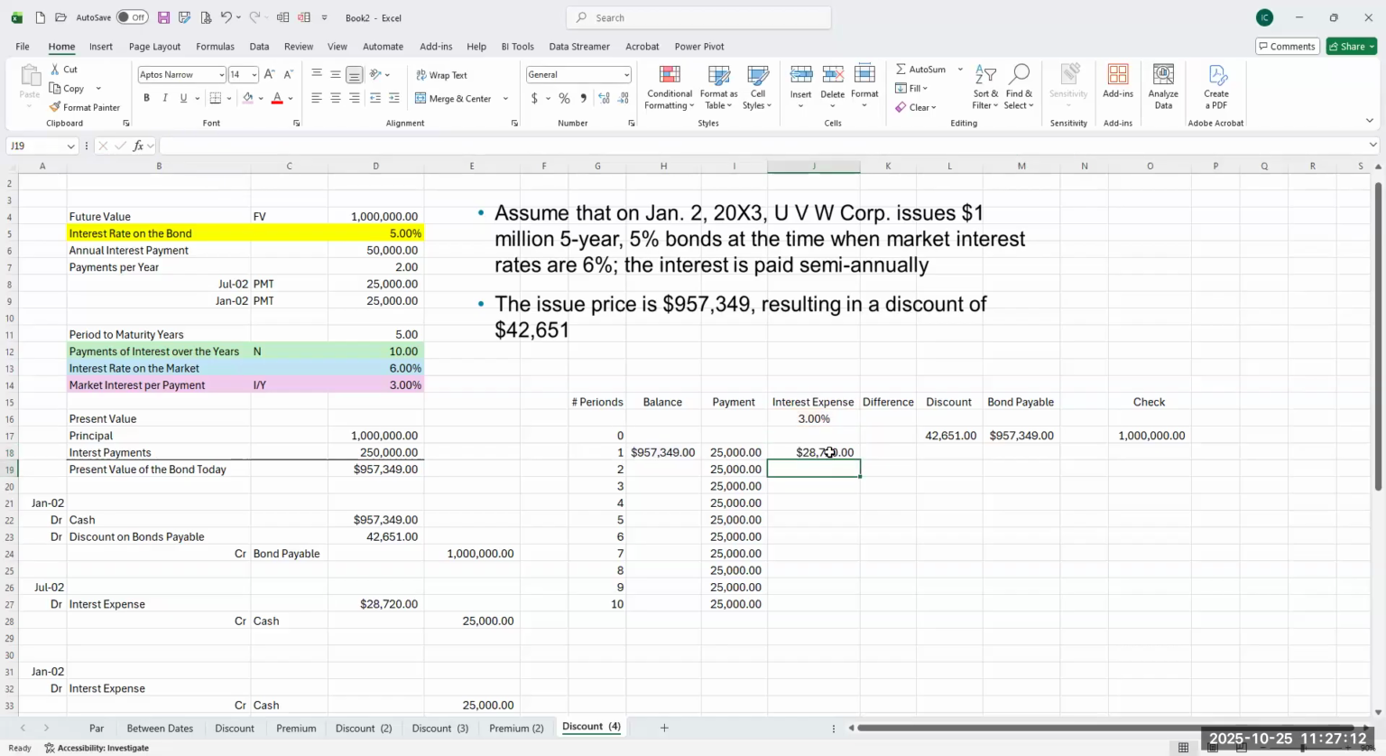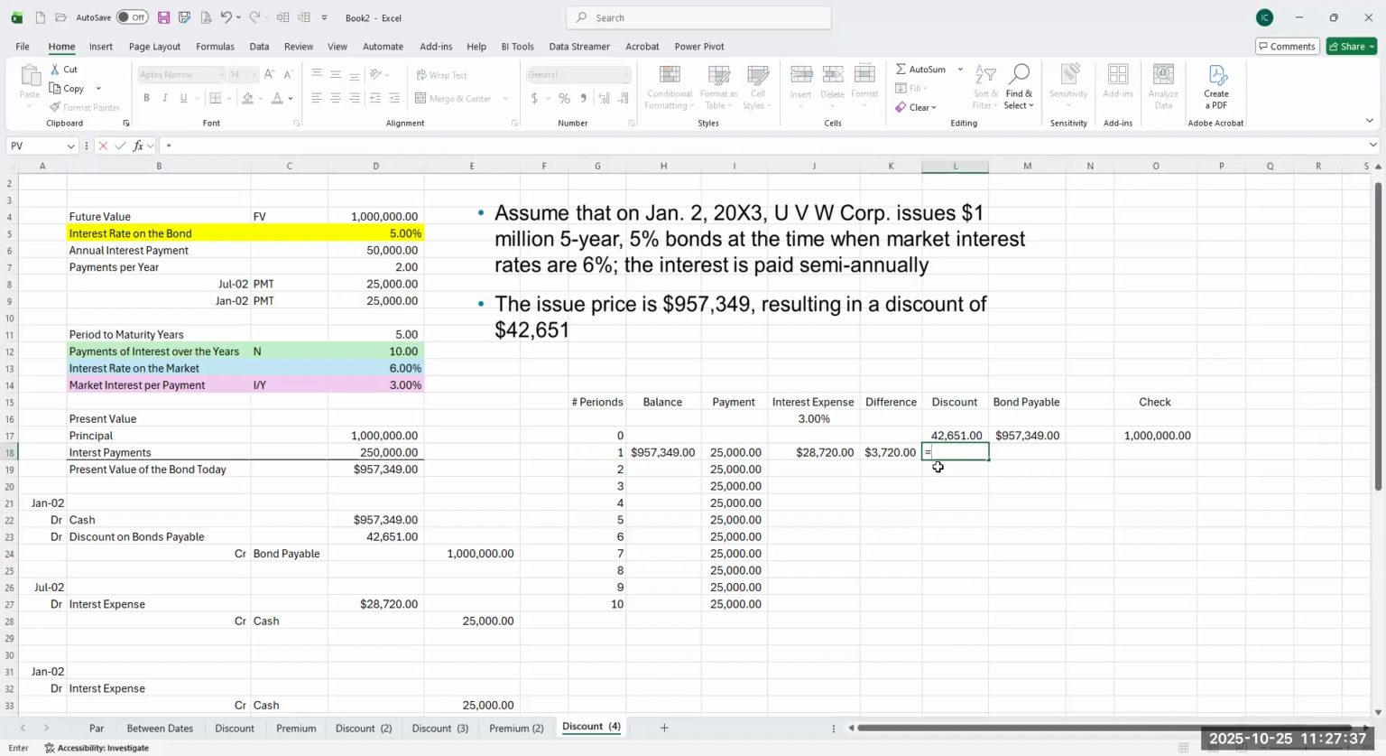Now it's a different story, right? Once we have that interest expense, we're going to see the difference. The difference is going to be this column minus the payment. That will be the difference, 3,720, and that will be my amortization of the discount, which is going to start reducing my discount amount. And the same amount is going to go to the increase in the bonds payable.